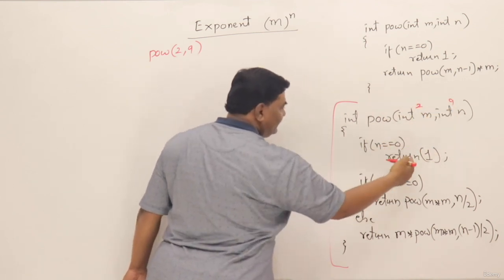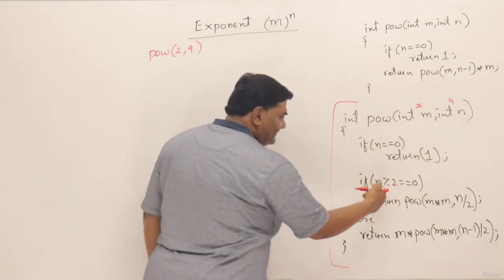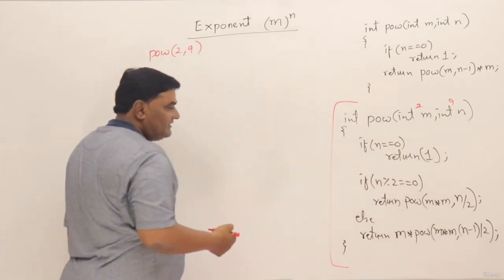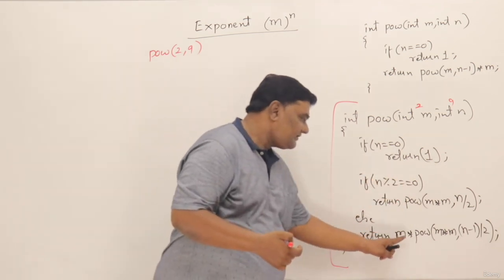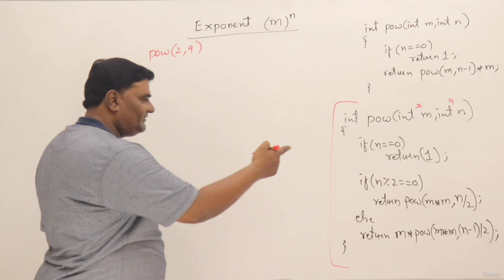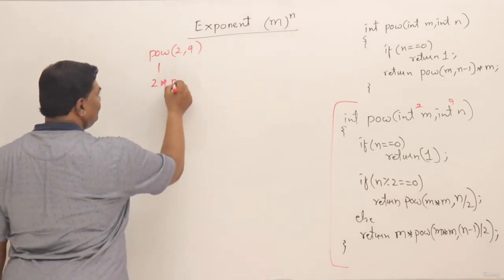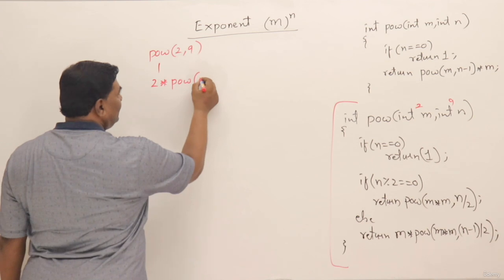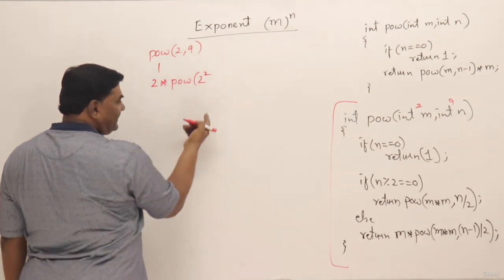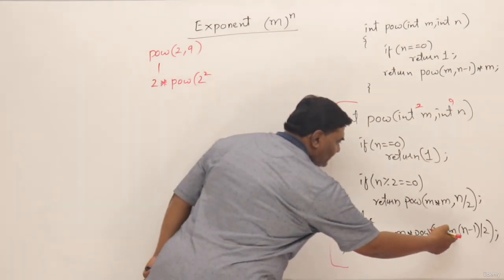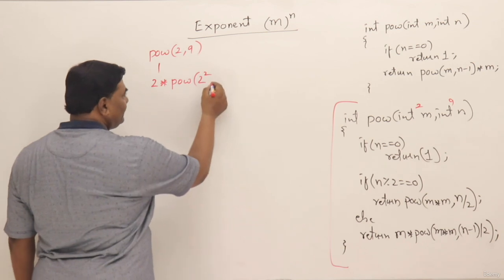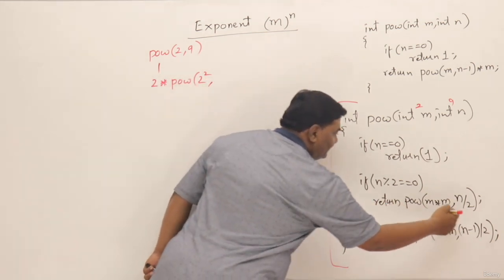So n is 0? No, n is not 0. So n is even? No, it is not even. So it is odd, so it will enter here. So m into so and so. I will write those things directly here. 2 into power of 2 into 2. So I'll write 2 square. See, this is m into m. So 2 square, comma, n minus 1 by 2.